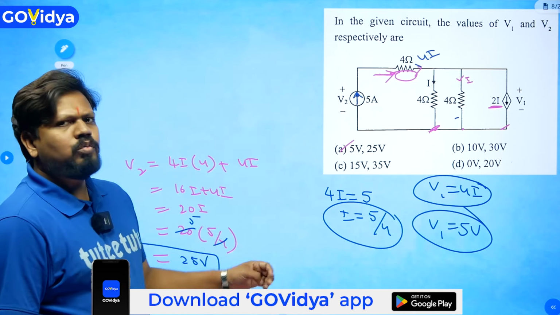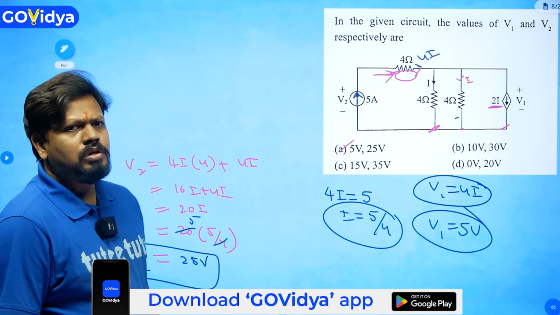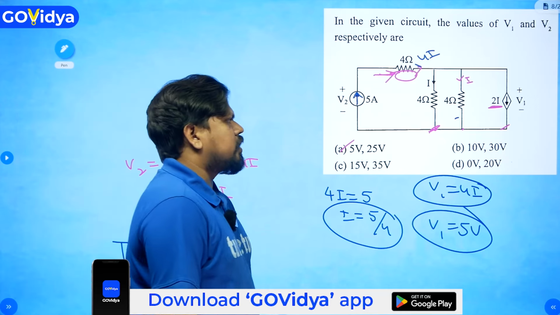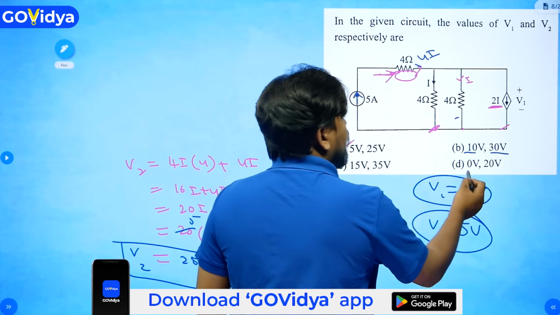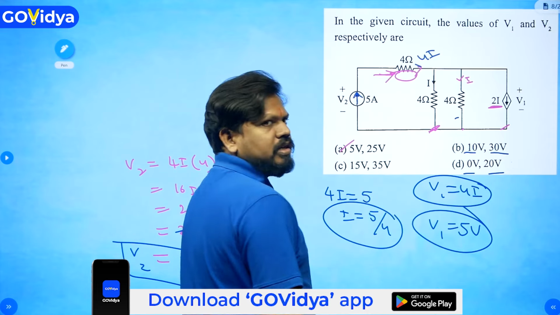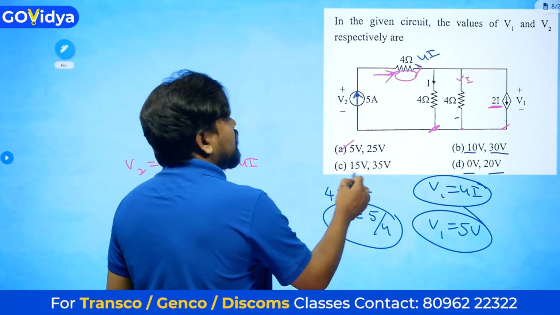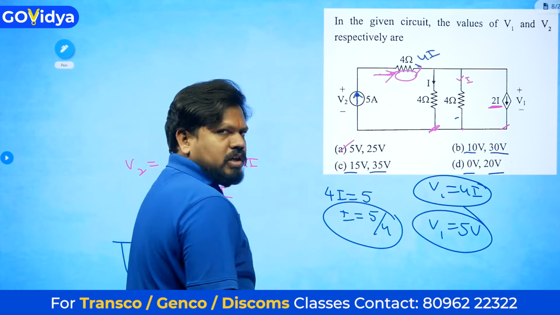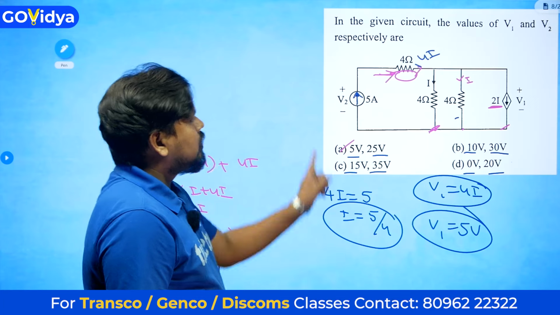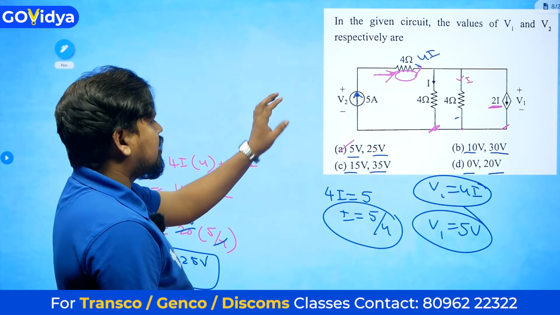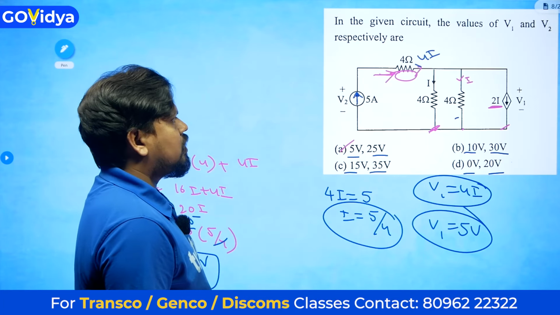Otherwise, there are even simpler ways to solve this question. First we can find the ratio. Just check the options: V1 to V2 is 1 to 3, and so on. The ratio is not an integer value here. V1 to V2 is nothing but 1 to 5. First find the ratio without calculating anything.